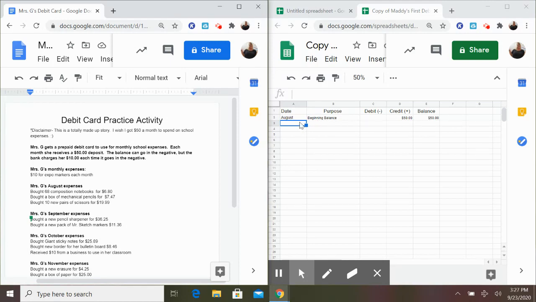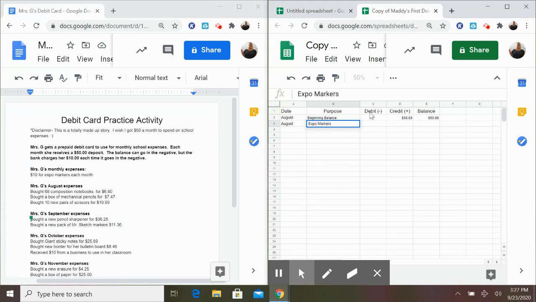So I want you to notice that it says I spend $10 each month on markers. So in August, I'm going to spend $10 on markers. And I'm just going to put in expo markers. And I'm buying expo markers, so that means that it's a negative expense. So I'm going to put in $10.